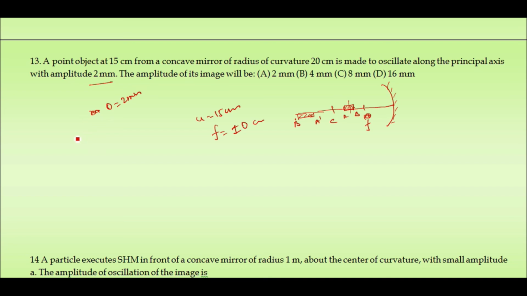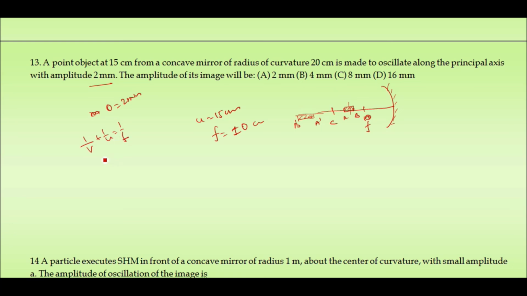First we will calculate the longitudinal magnification, and for this we first calculate the value of v. 1 by v plus 1 by u is equal to 1 by f, and from there we get 1 by v minus 1 by 15 is equal to minus 1 by 10. So 1 by v is equal to minus 1 by 10 plus 1 by 15. From there we get (minus 3 plus 2) by 30, that is minus 1 by 30, and from there we get the transverse magnification is equal to minus 30 divided by minus 15, and it is equal to minus 2.